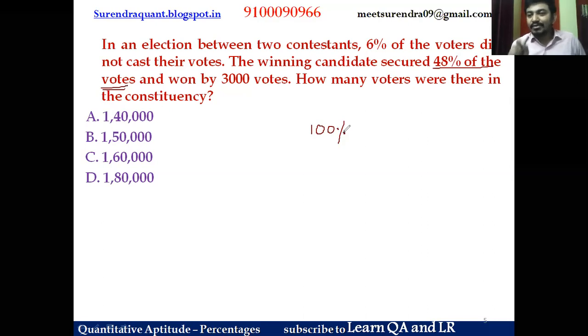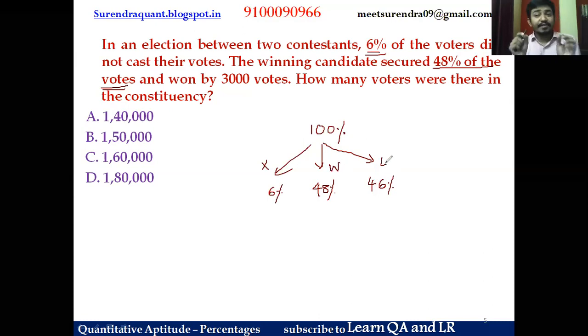So here the total votes are 100%, in which the percentage of votes that did not cast their votes is 6%. So 6% they didn't participate in the election. And the winner got 48% of the voters in the list. So the voters are 100%, in which 48% is 48 only. And the remaining by default has to go to the loser. So 6 plus 48, 54% is done. The remaining 46% of the votes comes in favor of the loser. So this is winner, this is loser now.